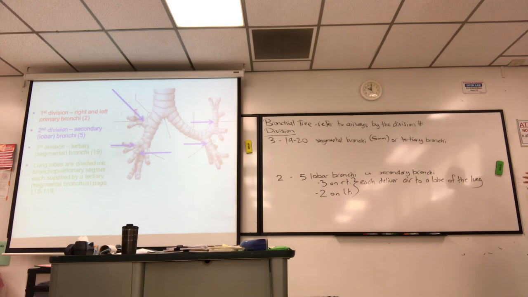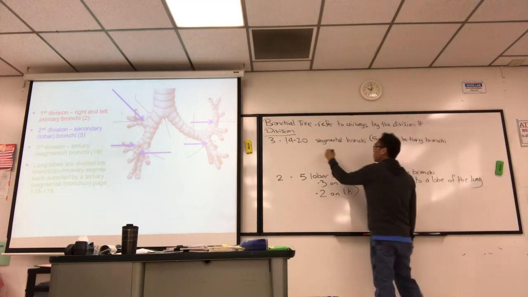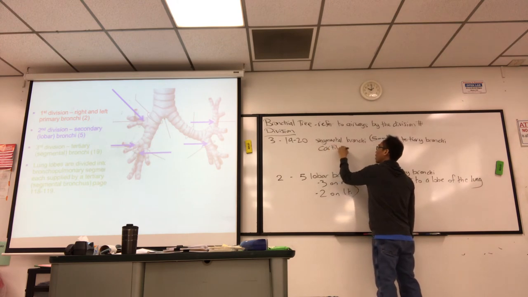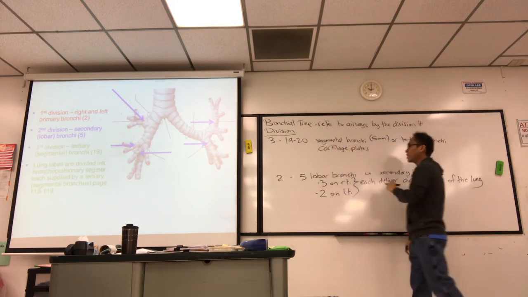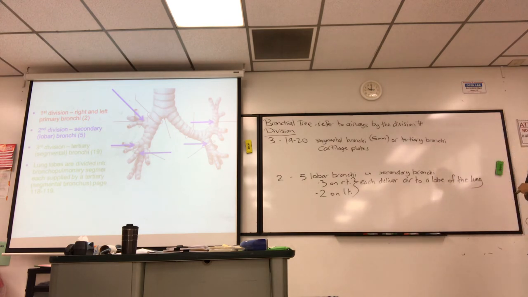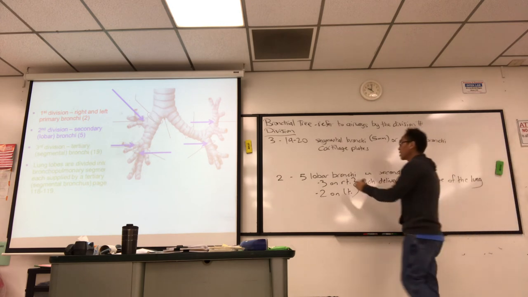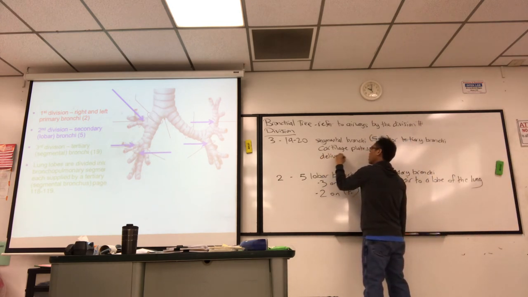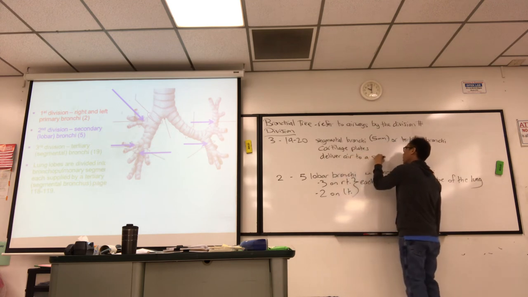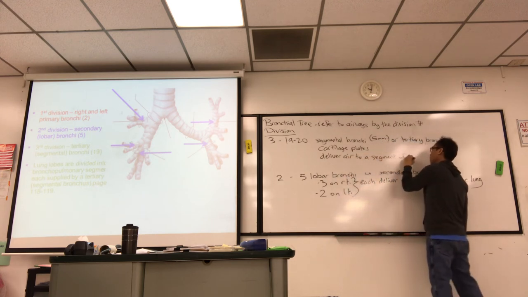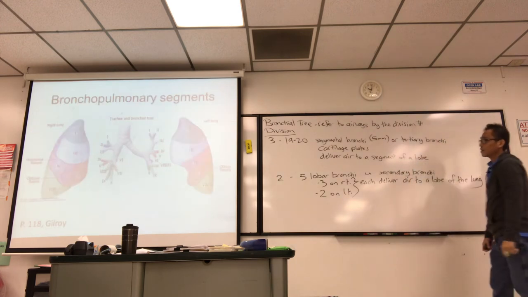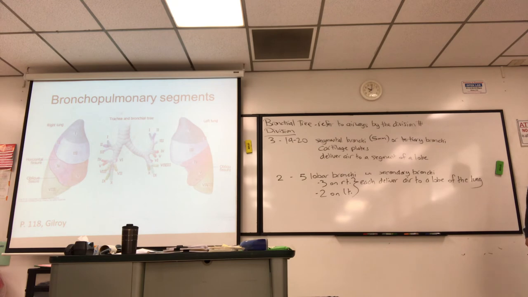Time you get down to here, you still have lots of cartilage. However, they're not cartilage rings, they're more like cartilage plates. I'll put that as a note. Still have lots of cartilage at the third division. Also, you have 19 of them. What's happening is each of these 19 or 20 airways is delivering fresh air to a segment of the lobe. That's why they're called segmental bronchi. Deliver air to a segment of lobe. And the next slide I put what's called the bronchopulmonary segments. Okay, so know that.